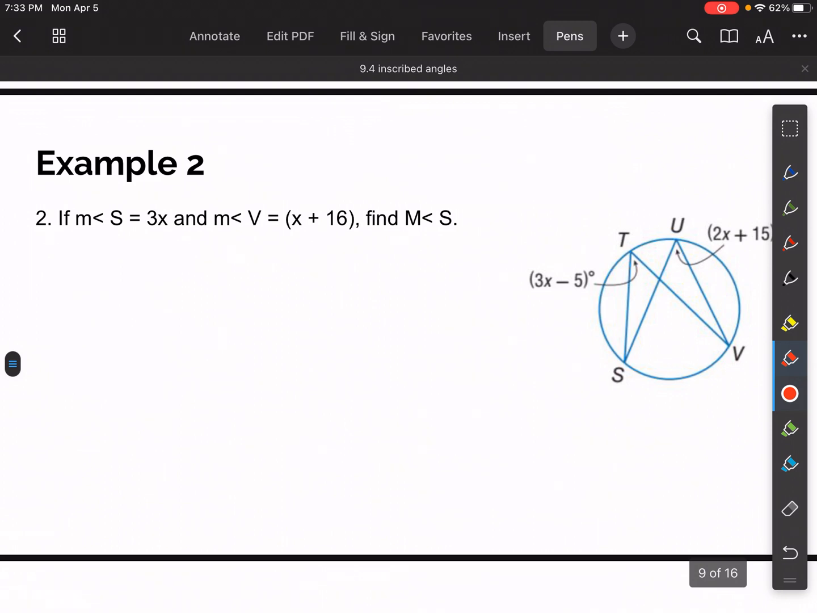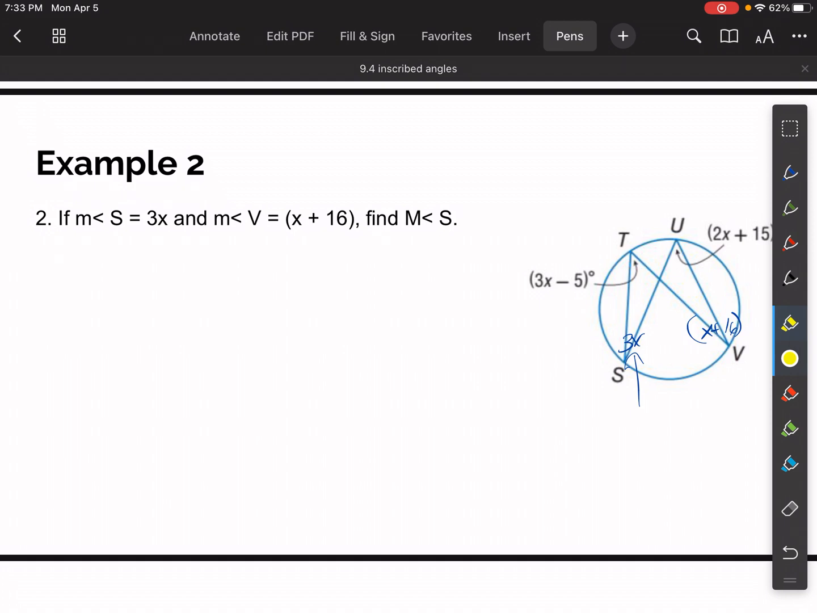So let's look at this and do an example with this. So example 2 says, if the measure of angle S is 3x, so this is 3x, and the measure of angle V is x plus 16, find the measure of angle S. So we can basically find x there and then plug it back in, right?